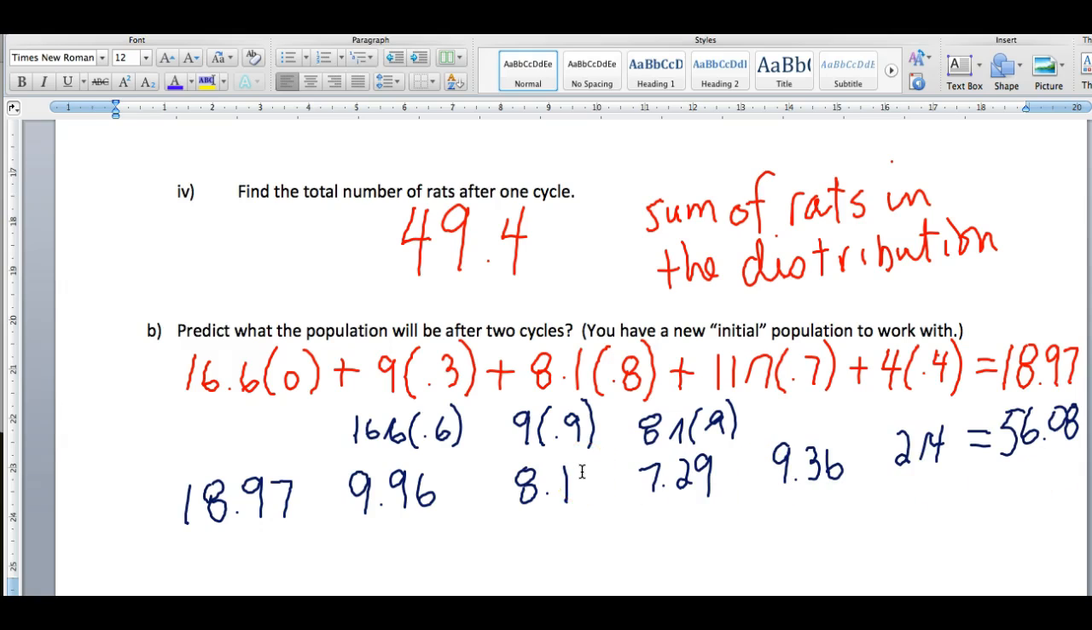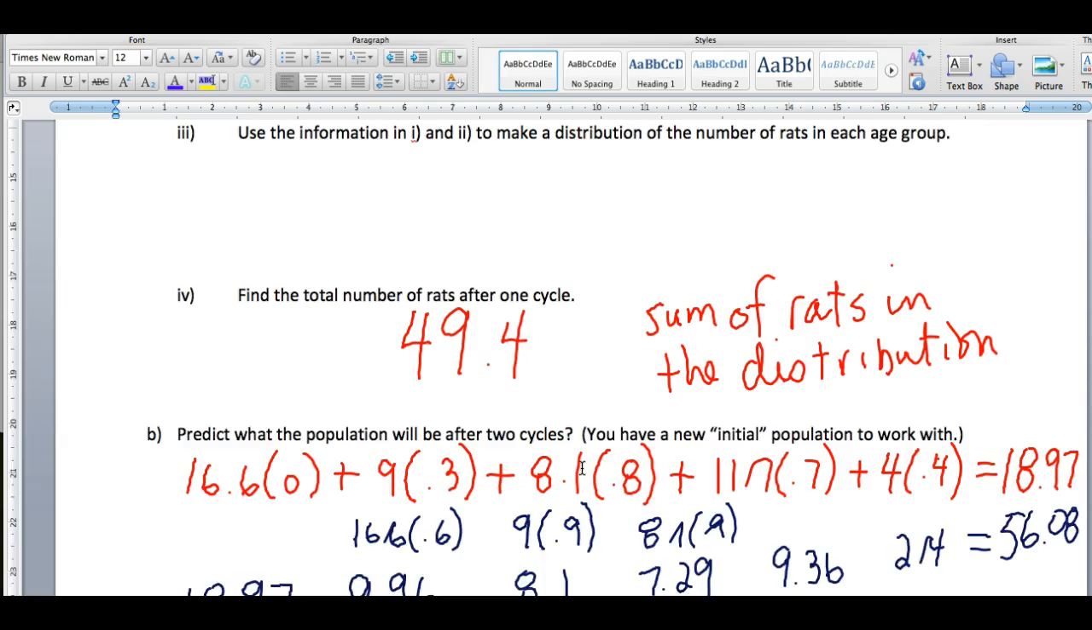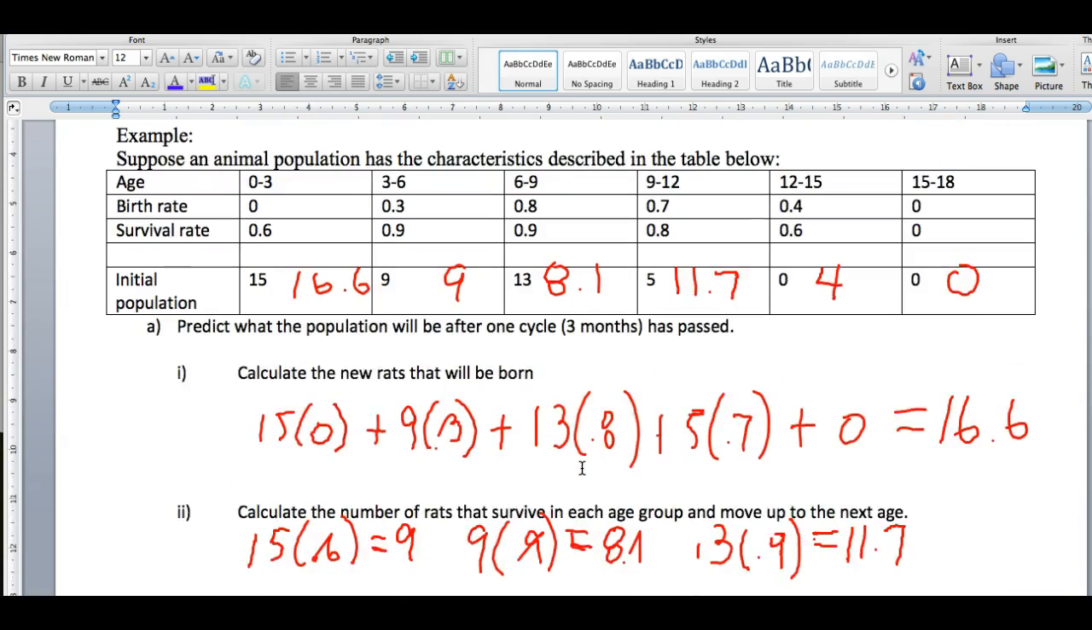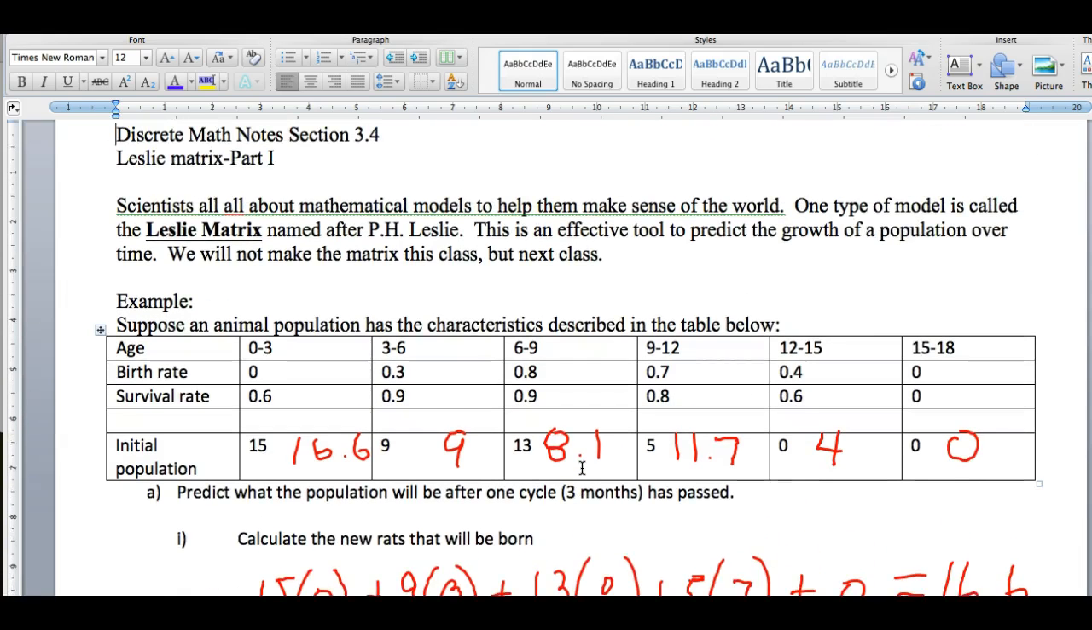So this is the beginning of the Leslie matrix. This is kind of the cumbersome part, to try to show you where all these numbers come from, because I think you need a good understanding of this first. And then after that, we'll go to the matrices, and the matrices will be a little bit easier to use.